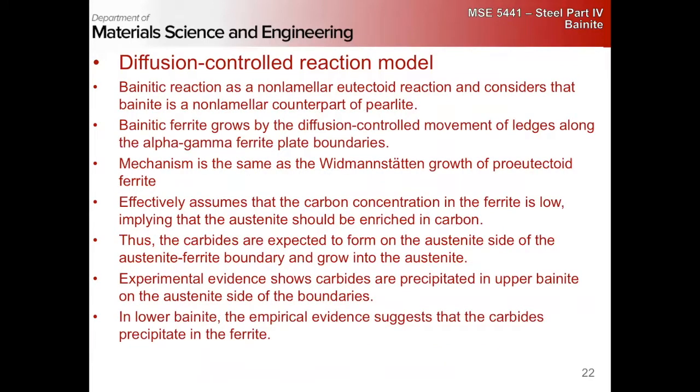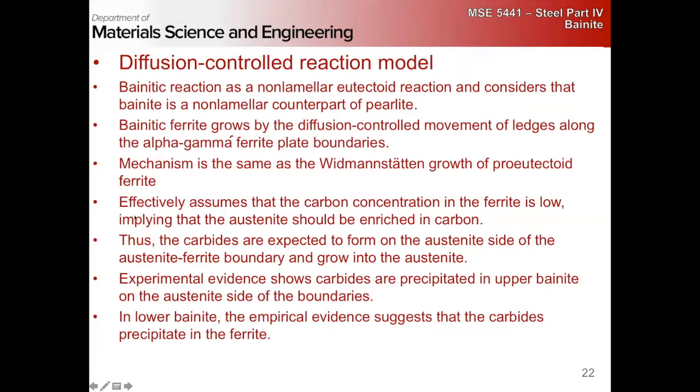But if we look at the diffusion controlled, right, so we have essentially a non-lamellar analog to pearlite, right? So our bainitic ferrite grows by diffusion-controlled movement of the ledges along these alpha-gamma ferrite plate boundaries, right? And it's pretty much the same as Widmanstätten growth, right?